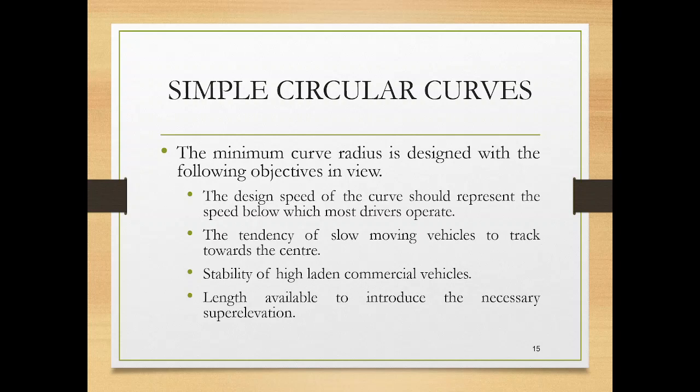The tendency of slow moving vehicles to track towards the center. Okay, so if you are going to have a very narrow curve and if your super elevation is very high, so these slow moving vehicles will come to the center. Then stability of high large commercial vehicles. If your super elevation is very high, so it can topple. But I have never heard such a thing happen. But theoretically possible. Length available to introduce the necessary super elevation. A curve should be long enough to introduce super elevation. If the curve is very small, in the sense very short, so you cannot provide enough super elevation development.